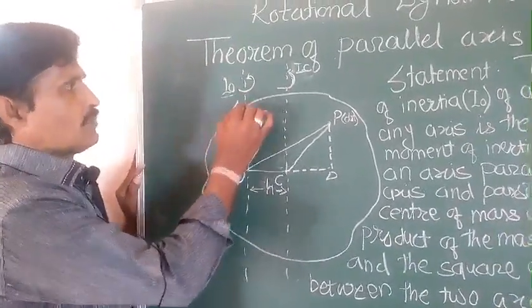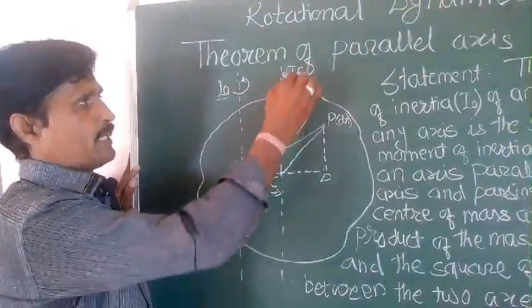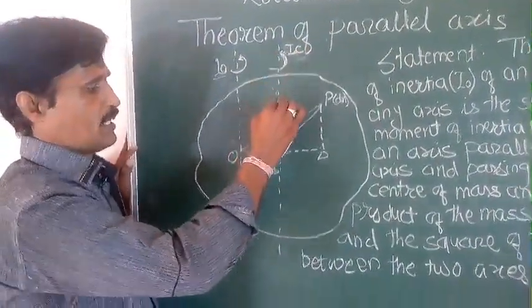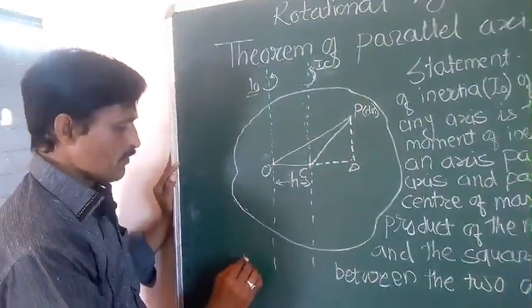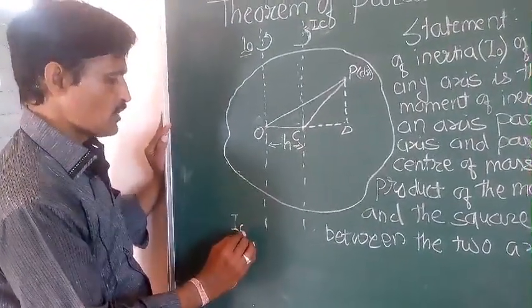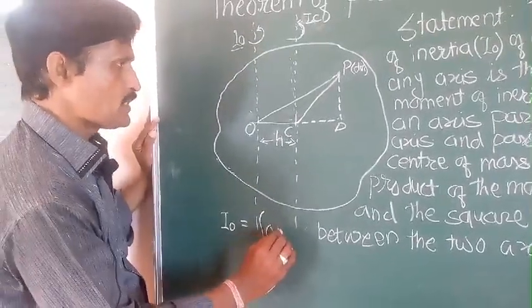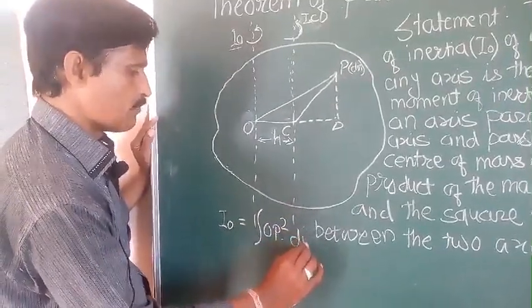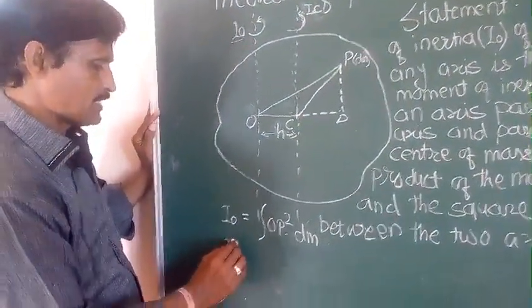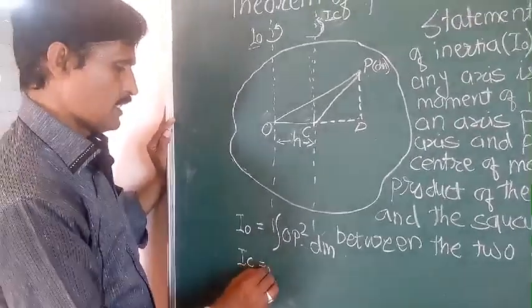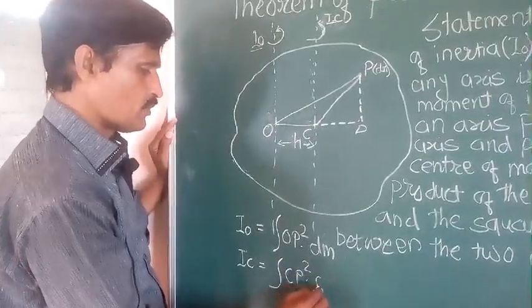Let I0 be the moment of inertia about an axis passing through the point O and IC be the moment of inertia about an axis passing through the point C. So the moment of inertia about an axis passing through O is given by integration of OP square into dm, and the moment of inertia about an axis passing through the center of mass, IC, is equal to integration of CP square into dm.